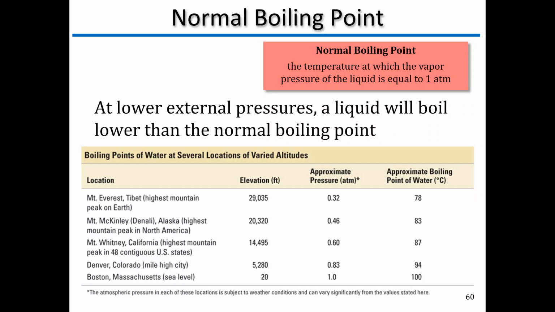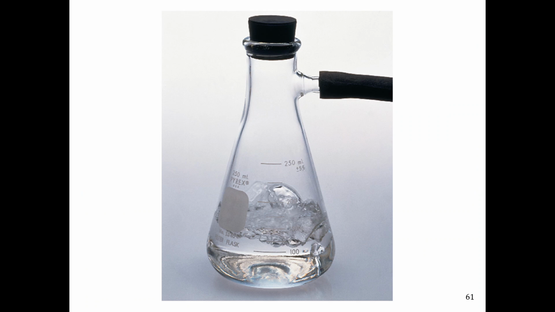So if I was to ask you, where would water have a lower boiling point, on Everest or at sea level, make sure you can answer that question. So one kind of cool technique used in the lab is that you can actually make substances boil at room temperature by applying a vacuum.